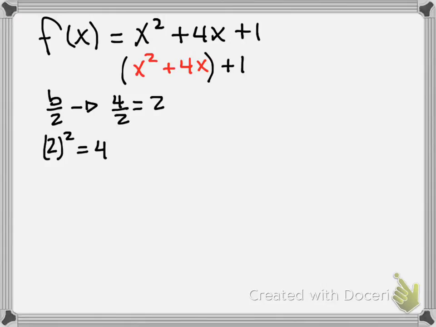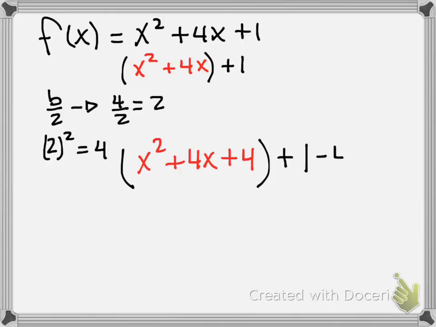Now, inside the parentheses, I'm going to add a 4. Because I will add an extra 4, that means I have to take away 4 also. What happens? I have this and minus 4 on the outside. Now the expression inside the parentheses, I can factor it where it becomes a perfect square. And outside becomes -3. And that's what I'm looking for, ladies and gentlemen.